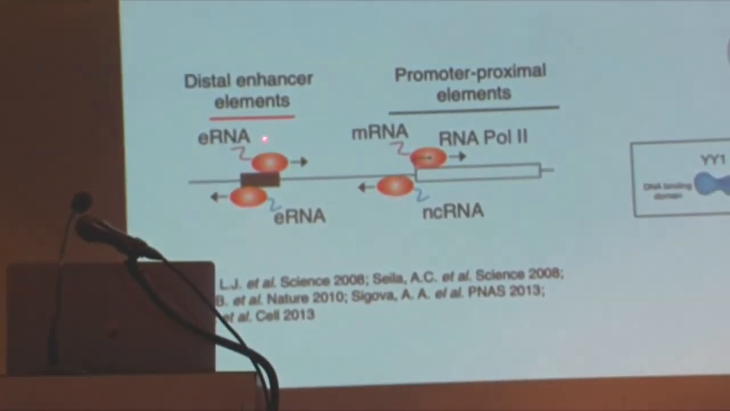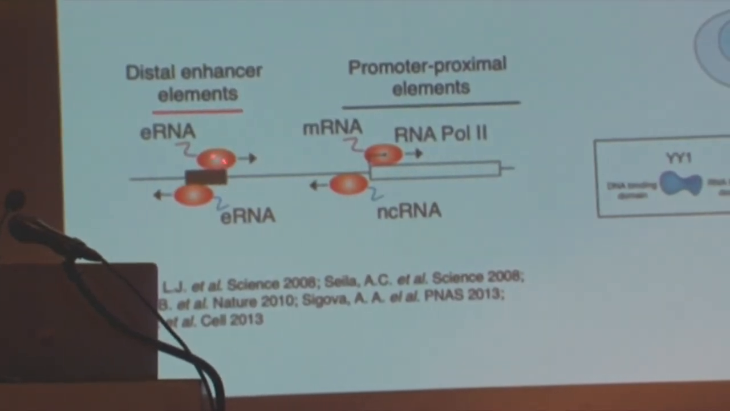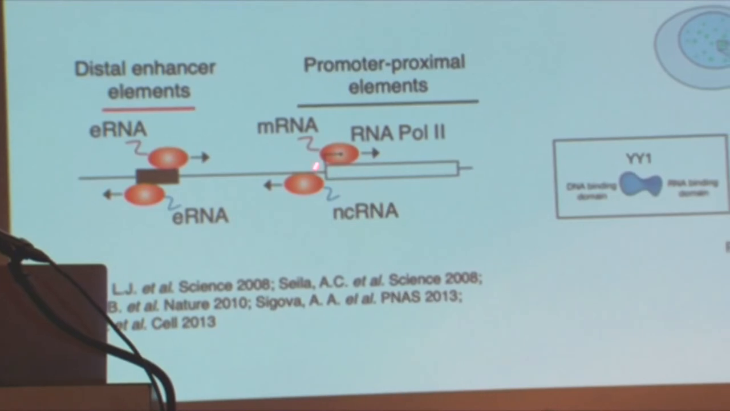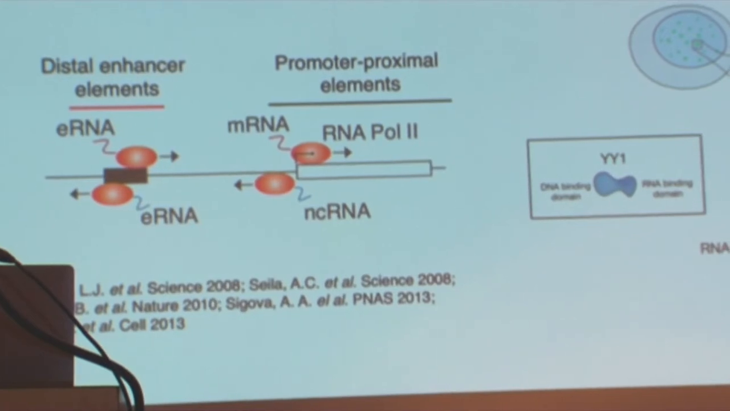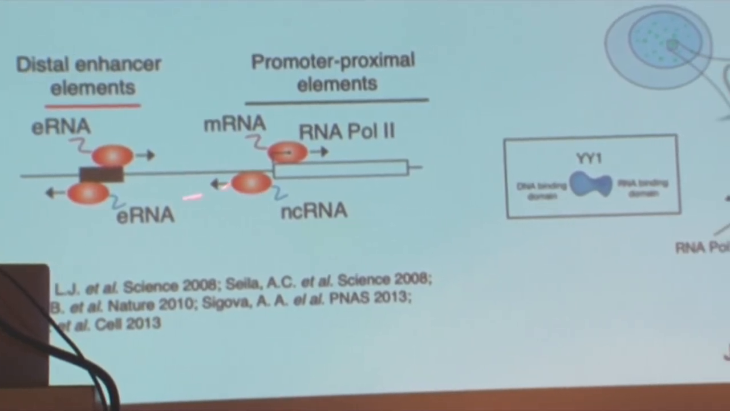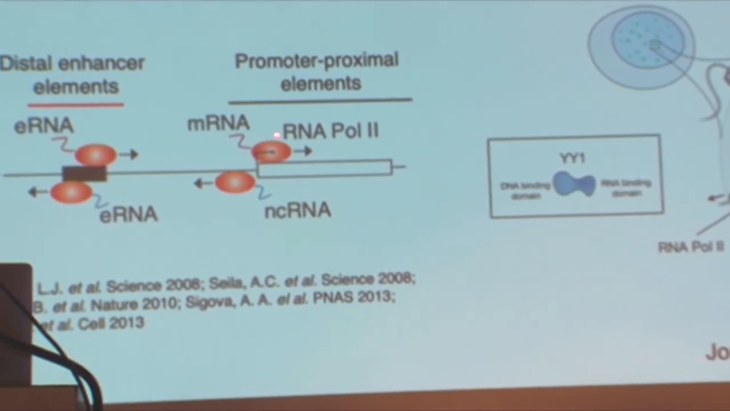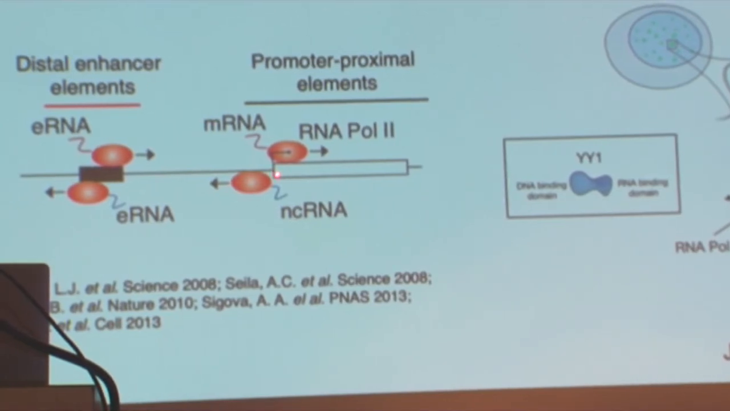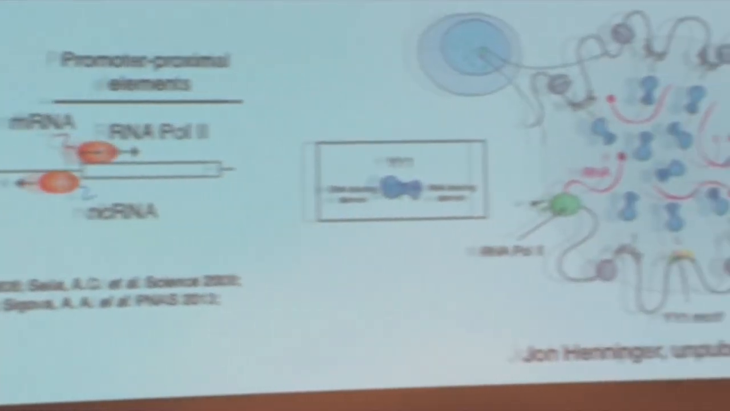The model helps us understand, I told you that the transcription apparatus tends to initiate in either direction from a regulatory element. So this is a model where it's doing that at the enhancer, making enhancer RNA, and a model where it's doing that at promoters. And because RNAs are components of many condensates, we suspect that these RNAs being made at these active sites are contributing to condensate formation or condensate lifetime at these enhancer-promoter interactions. So that's a proposal.